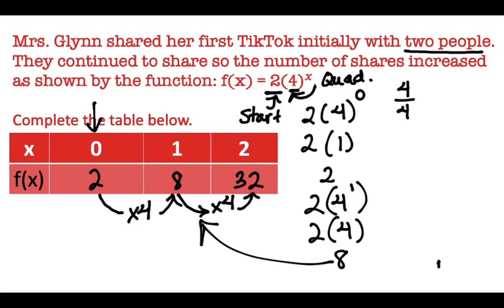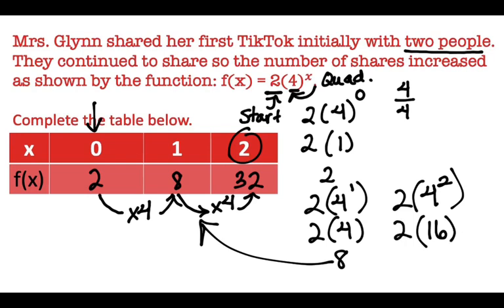And then the last would be 4 squared, and that would be plugging in our x value of 2, times the 2 that's in front. So this turns into a 16. 16 times 2 turns into a 32. And that is what I put for this answer.